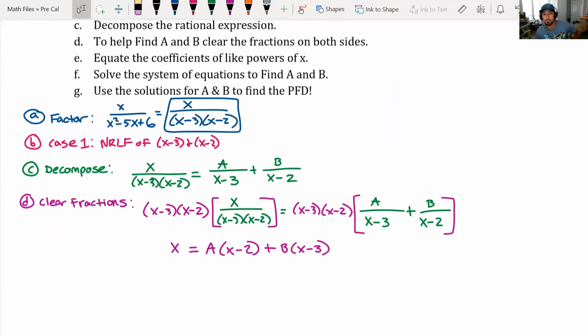All right. So the next step is to distribute everything. So this is still going to be step D. We'll get to step E in a second. So let's distribute everything and put like terms together.